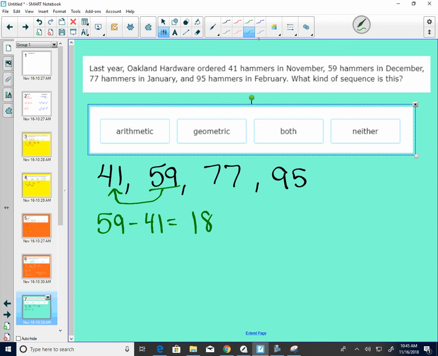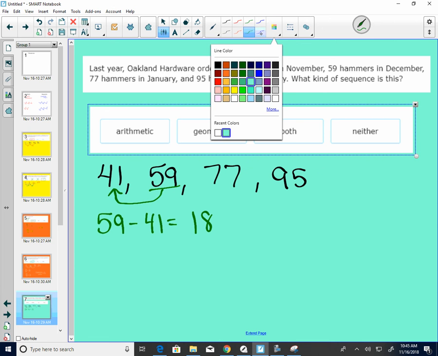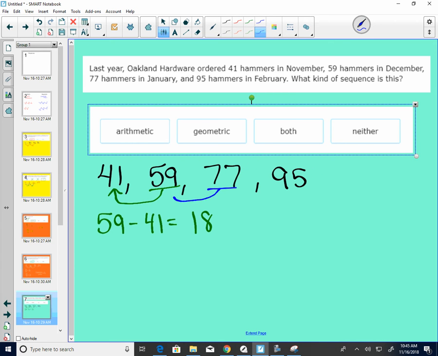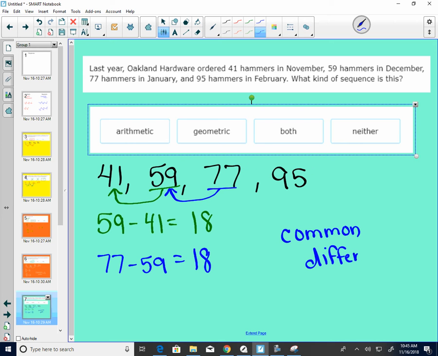Then I'm going to look at 77 minus 59 and see if I get the same number. And I do, I get 18. So that means it has a common difference that is equal to 18. So that makes this an arithmetic sequence.